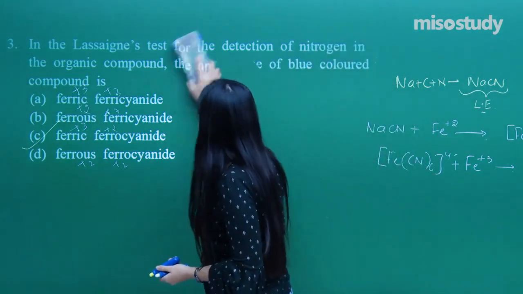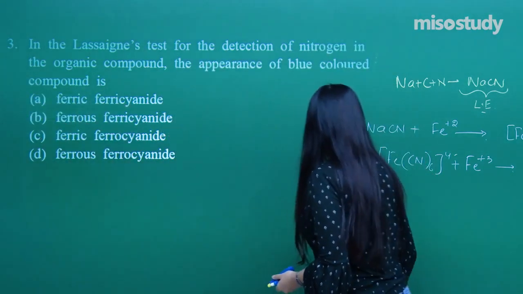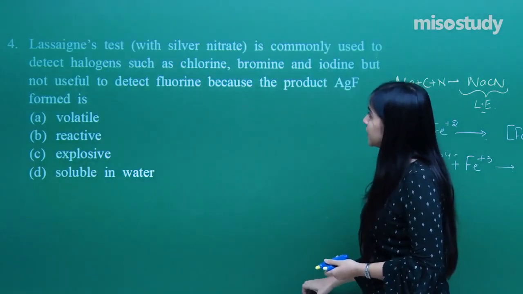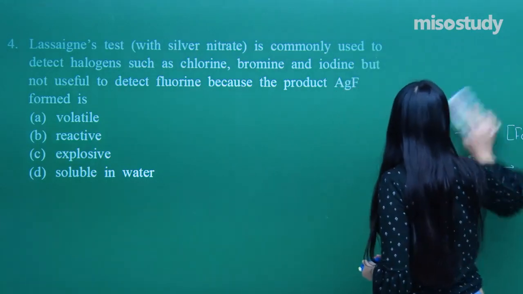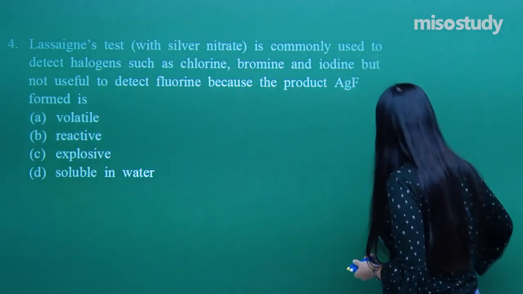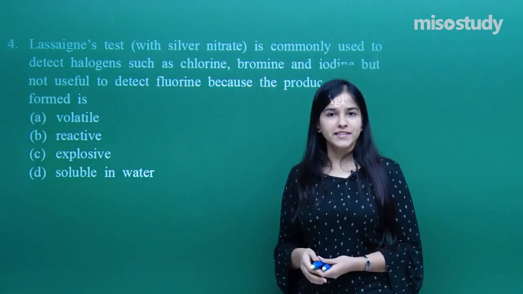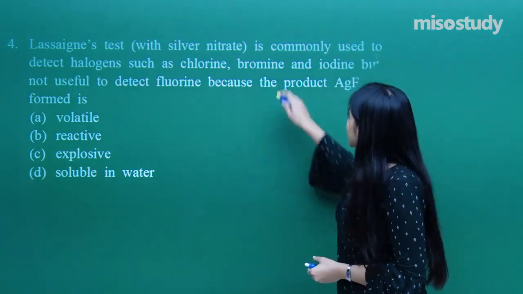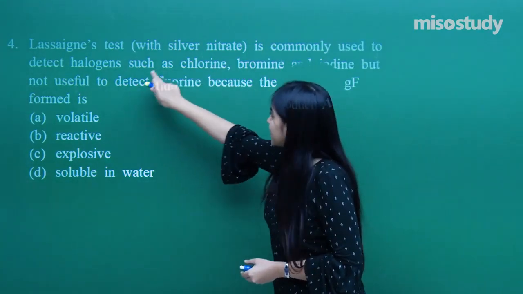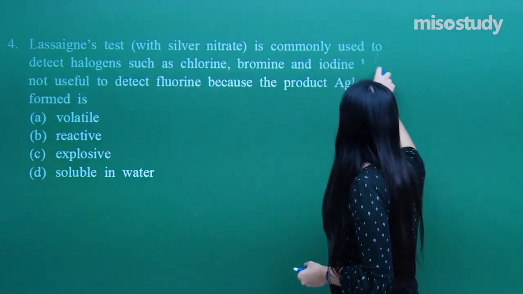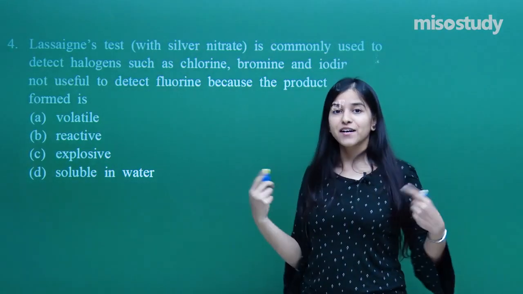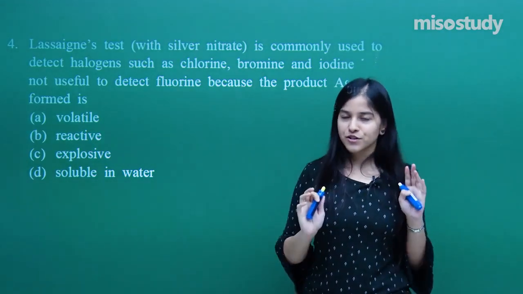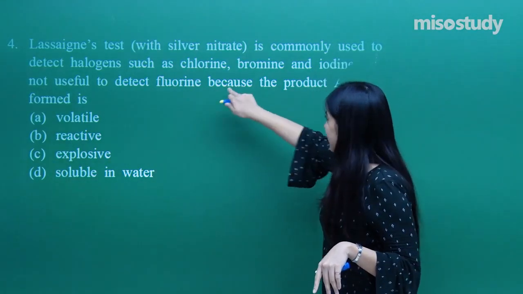Now, let's take up the next question. Again the Lassaigne's test, but here with silver nitrate they are asking. So where is silver nitrate used? It is used for the detection of halogens. It is commonly used to detect halogens such as chlorine, bromine and iodine, but it is not useful to detect fluorine. Here comes another knowledge-based question for you: not useful to detect fluorine. Why?